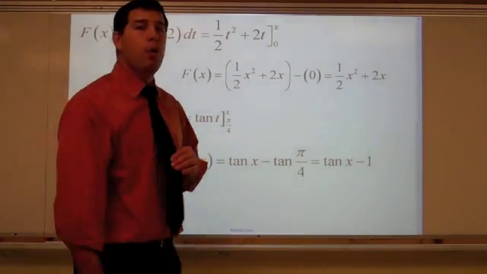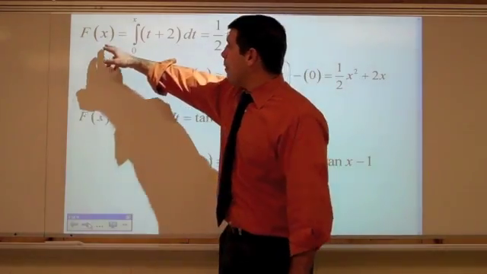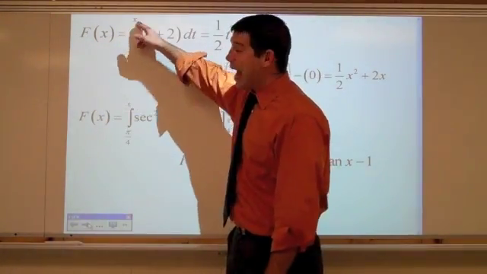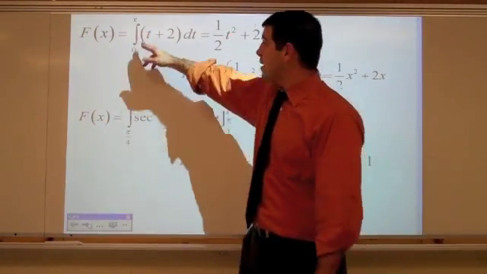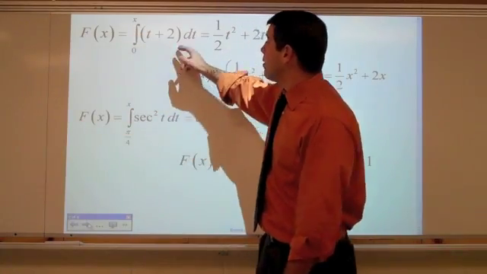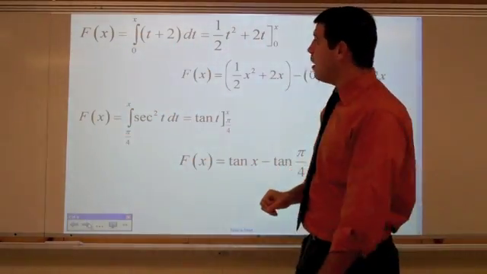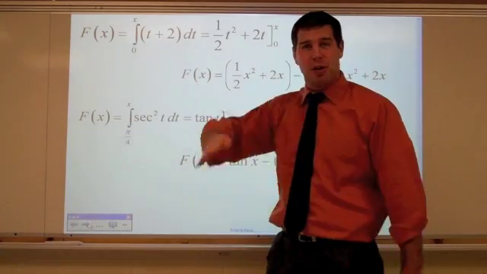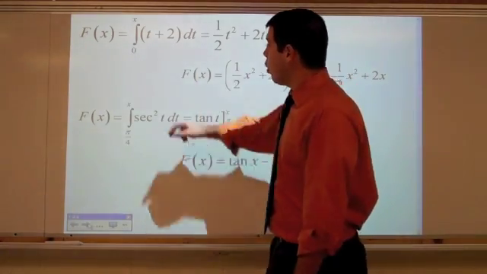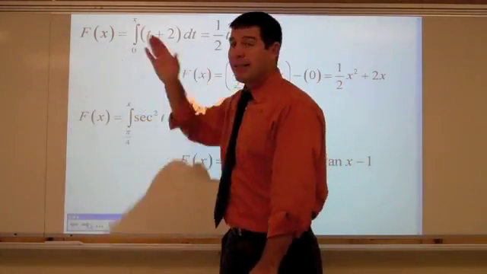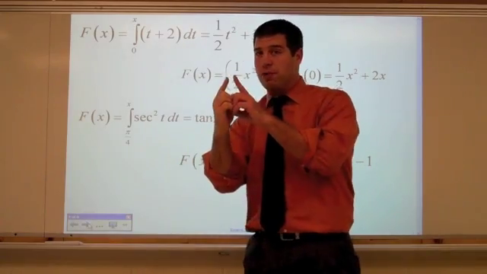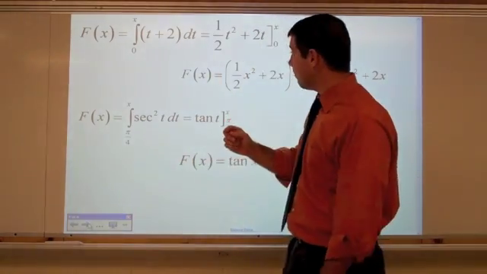Now we're going to look at a couple more examples. Capital F of x equals the integral from 0 to x, again, a function of this top number, of t plus 2 dt. So the area under the curve of t plus 2, a line with a slope of 1, between 0 and some x value. So as you move to the right, that area is going to be increasing.